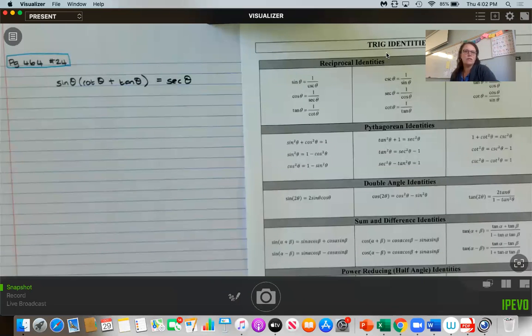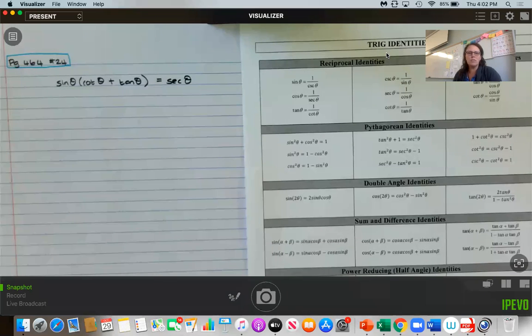This video is to explain how to do the proof of the identities on page 464, number 24. So identities can be used to solve equations like we've been doing in class, but you can also use them to prove other identities. An identity is an equation that is always true regardless of the value of your variable. In this case, we have a statement here and they're asking us to establish, or to prove, that identity. They're asking us to show that this will always be true.